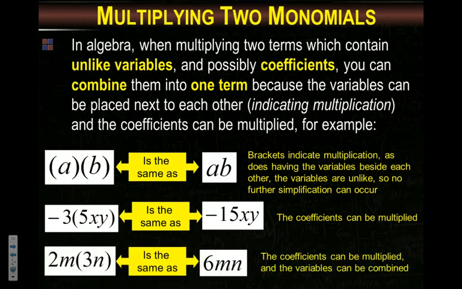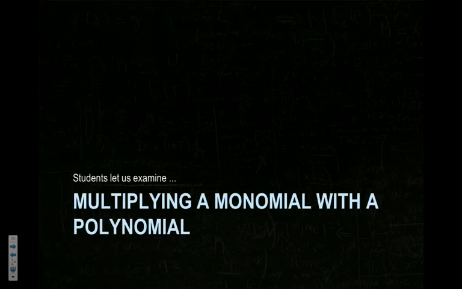Okay? In the third example, you see 2m times 3n. Be careful when multiplying these two together. The m and the n cannot be combined, so they're just going to be mn. But the 2 can be multiplied by the 3 to give you 6. Okay. This should not be revolutionarily new to you. But now let's kick it up a notch.